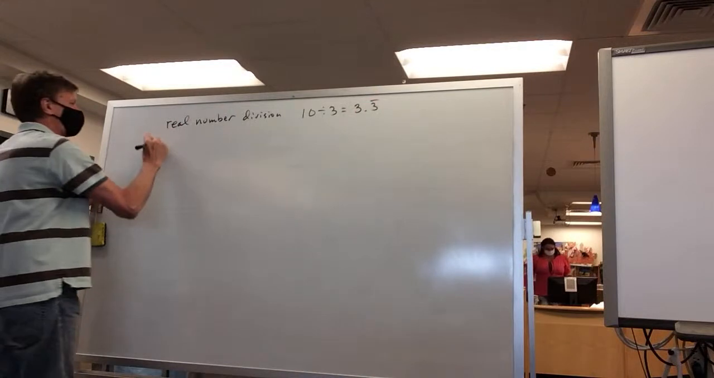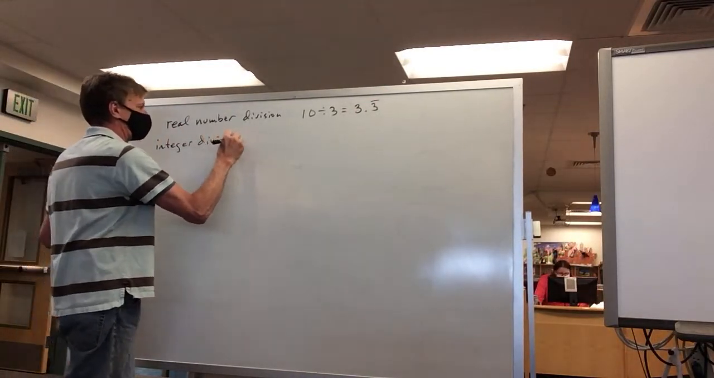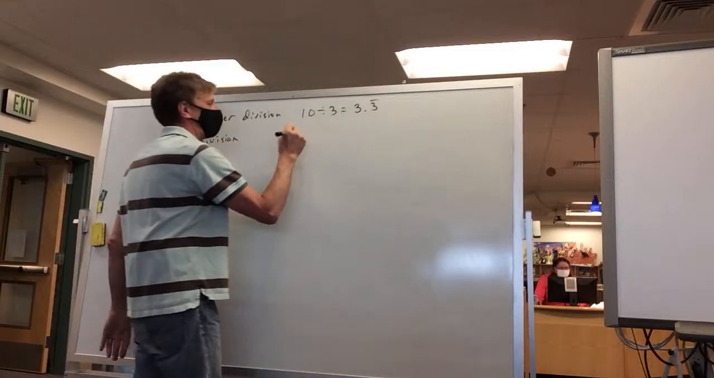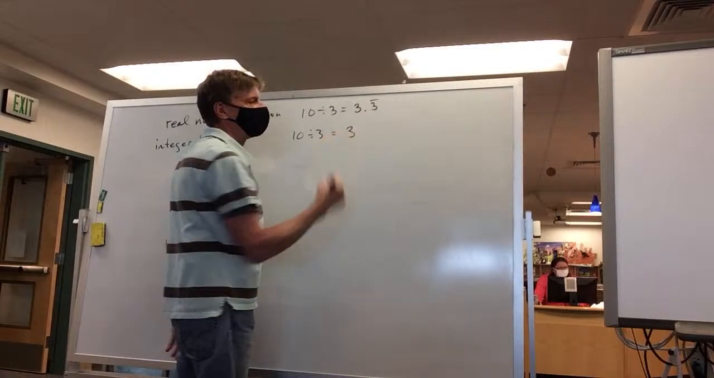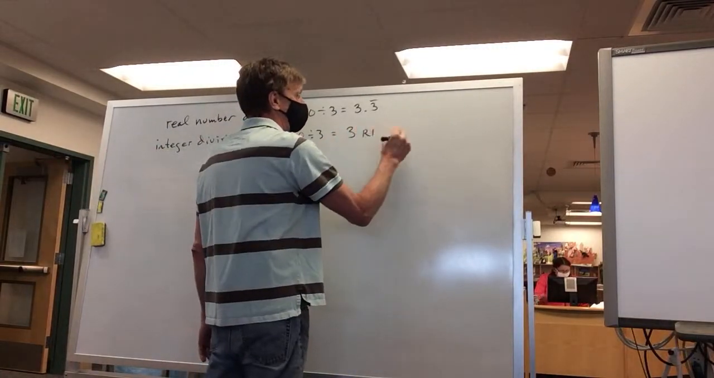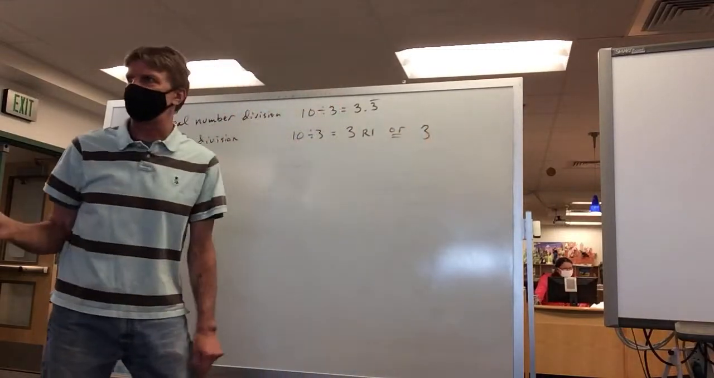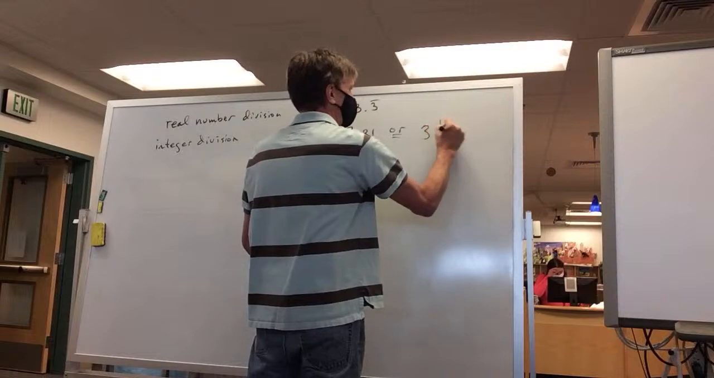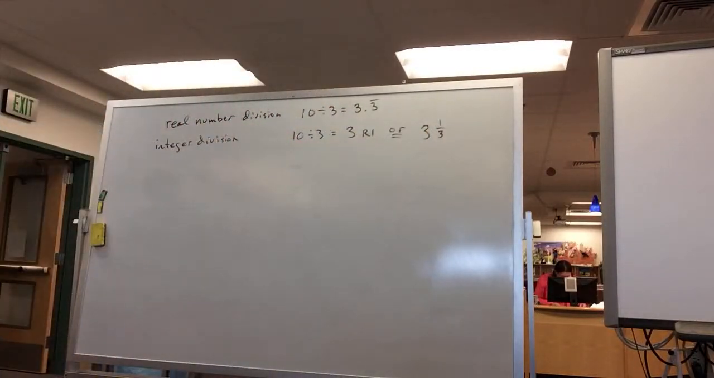If I did it as integer division, if I did 10 divided by 3, I would have 3 with a remainder of 1. You could write it that way, but you're big kids now, so you should know that that remainder is the numerator of the fraction. It's the only difference. That's what they're looking for.